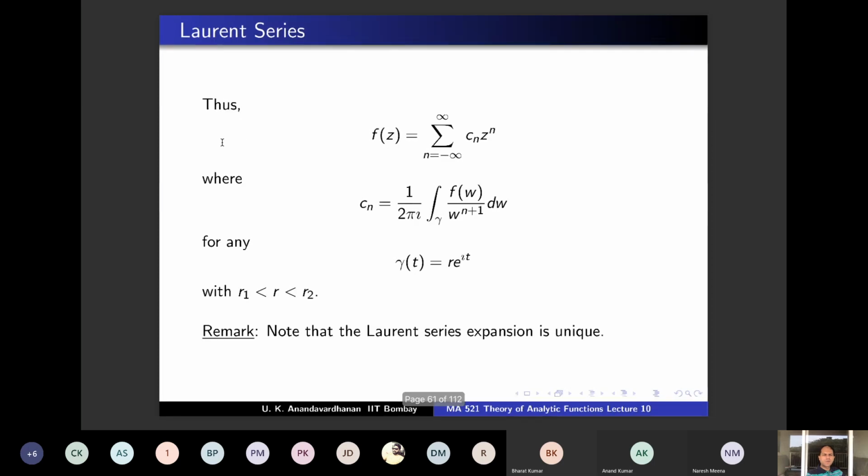And observe that the series expansion is unique, because if you write it like this, then the coefficient is exactly this integral. And any gamma will give you the same thing. That is clear by Cauchy's theorem. Any gamma in between gamma 1 and gamma 2 will give you the same thing, and that is precisely the coefficient. Anyway, if you have a series expansion like this, then the coefficient is given either by this or by taking the derivative, right? f^(n)(0) by n factorial. Either way, you can see that the expansion is unique.